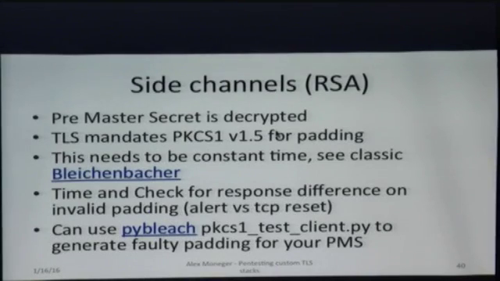So I'll talk about side channels really quickly, but that's a more known problem, so I won't bother too much. When the pre-master secret is decrypted, TLS mandates PKCS1 v1.5 for padding. Bleichenbacher showed, in '98, that once you've got a padding oracle on this padding scheme, you can recover the clear text. So you generally want to generate faulty padding for the PMS, send that through, and check if you've got time or response differences due to invalid padding, because that would allow you to carry out this attack.